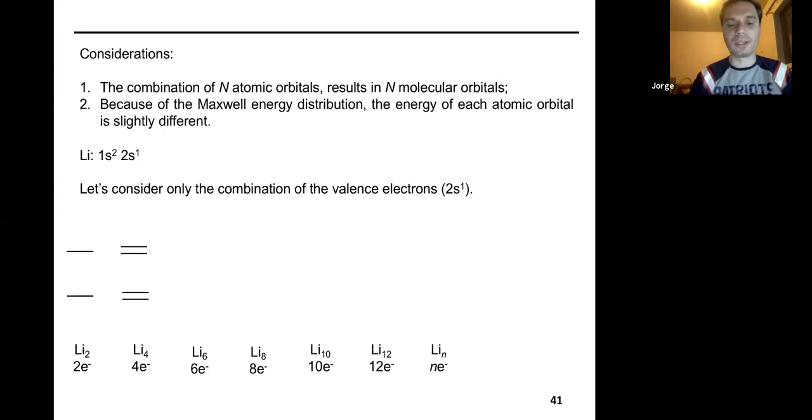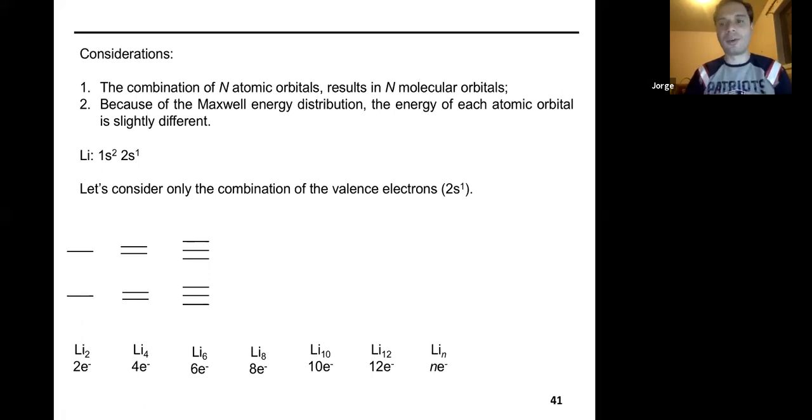Now let's see with six atoms of lithium combining. We have six atomic orbitals that will produce six molecular orbitals and six electrons to distribute across the orbitals. Each orbital can hold two. We have two, four, six electrons in the first three orbitals and three empty orbitals. Let's compare that with the previous cases. For the first one, one full, one empty. Second case, two full and two empty. Third case, three full and three empty.